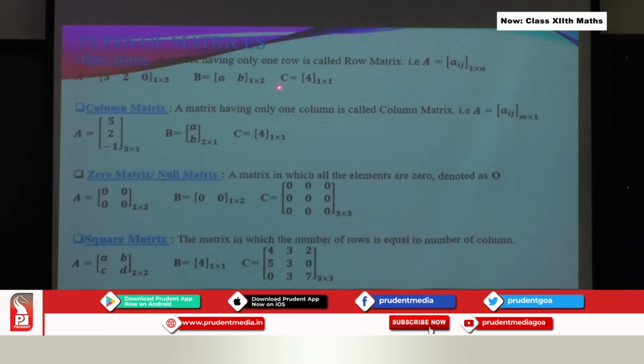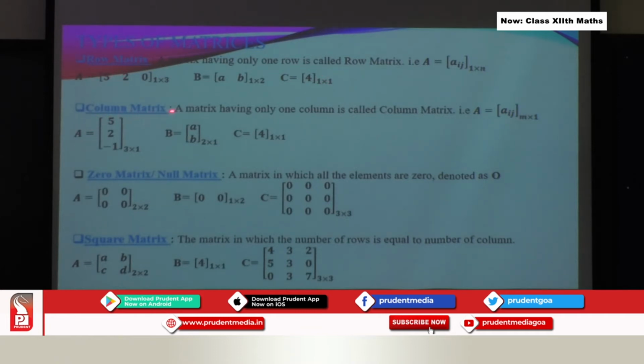Now if you look at this matrix C, it has only one element, yet it is a row matrix. Why? It satisfies this particular condition, that is 1 cross 1, so the number of rows is equal to 1. So this can also be taken as an example under row matrix.